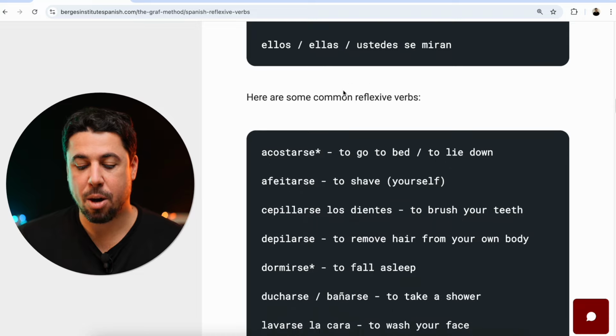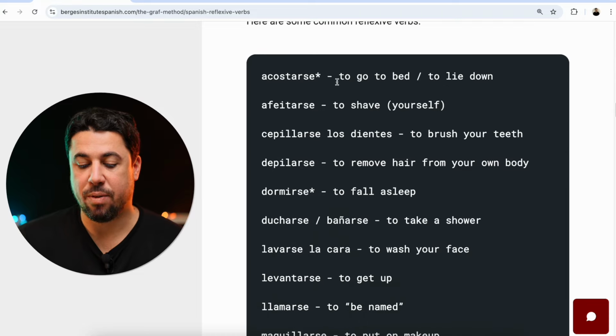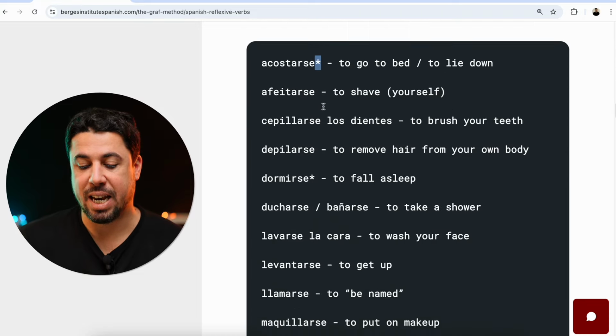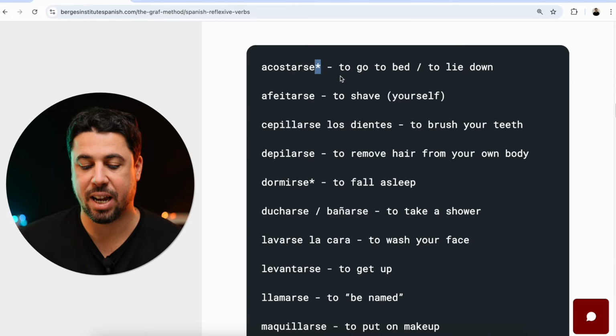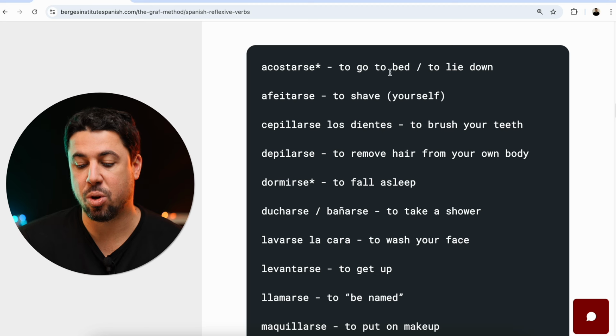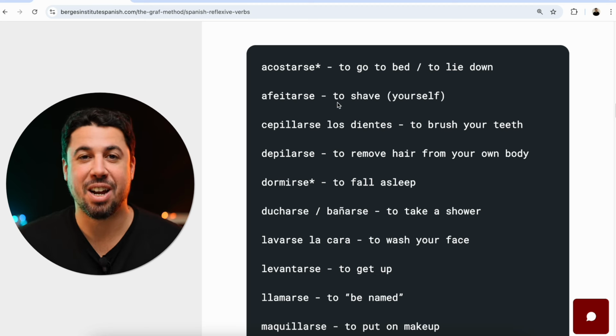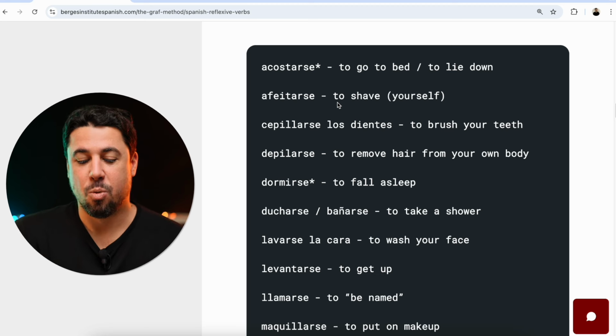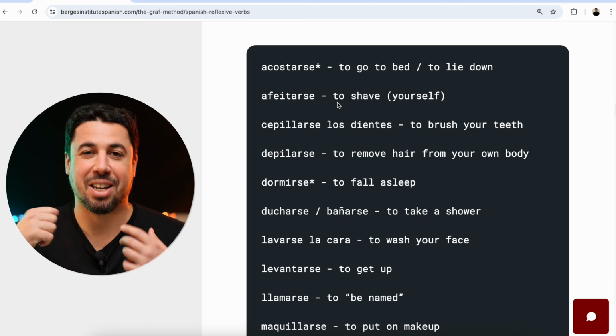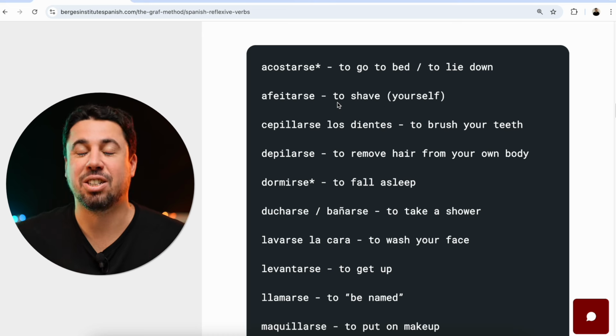So here are some common reflexive verbs. We have acostarse, and it has an asterisk, which means it's going to be irregular. We'll look at it in a second. So acostarse is to go to bed or to lie down. Afeitarse is to shave yourself. We wouldn't use afeitarse for shaving someone at a barber shop if, let's say, you work in a barber shop. We will only use it for shaving myself in the morning. If I say I shave every morning, we'll use this one.